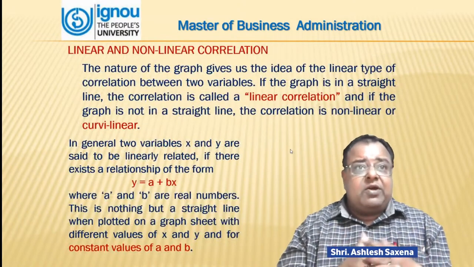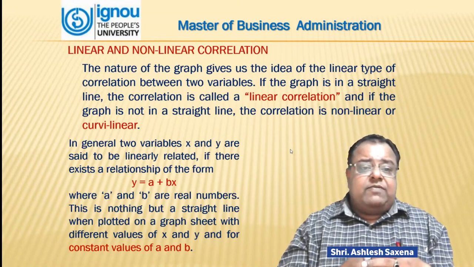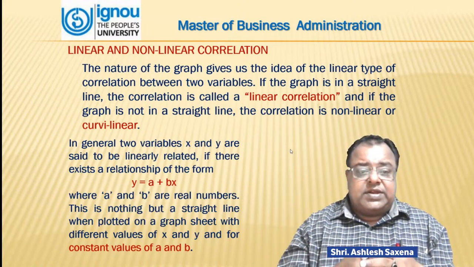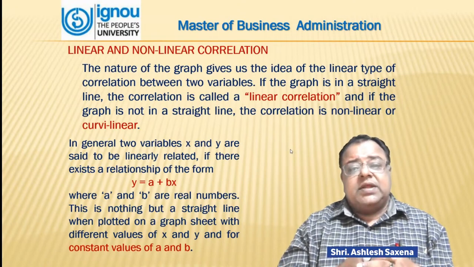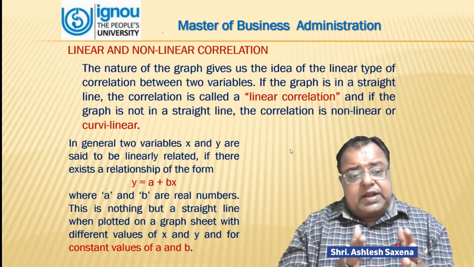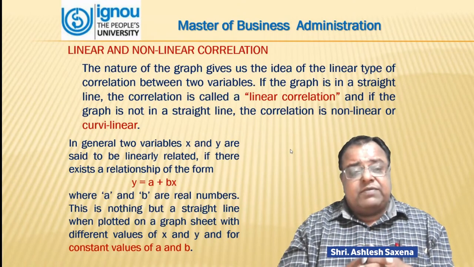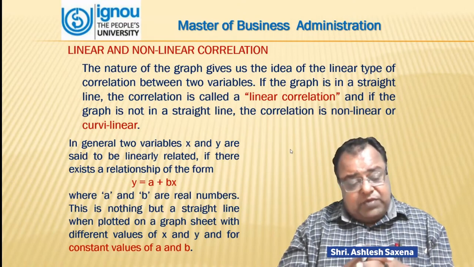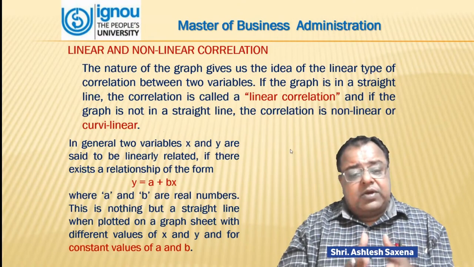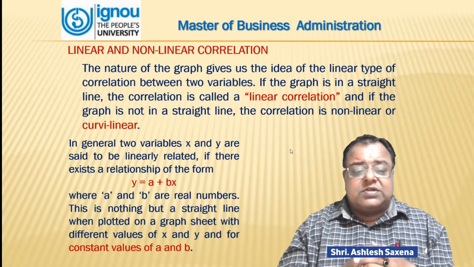Then comes linear and non-linear correlation. The nature of the graph gives us the idea of the linear type of correlation between the two variables. If the graph is a straight line, the correlation is called linear correlation. And if the graph is not a straight line, the correlation is non-linear or curvilinear. In general, two variables x and y are said to be linearly related if there exists a relationship of the form y = a + bx, where a and b are two real numbers. This is nothing but a straight line when plotted on the graph sheet with different values of x and y for constant values of a and b.